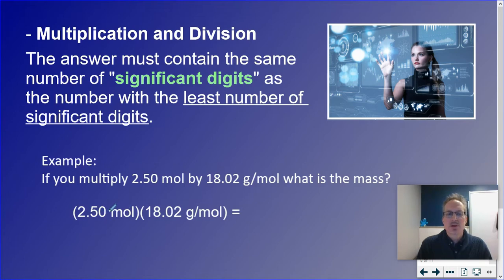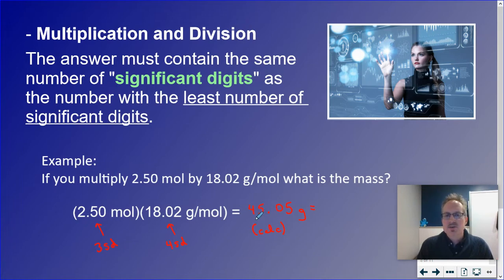We're going to multiply 2.50 by 18.02. The number I get in my calculator when I do that is 45.05, and in this case, it's going to be in grams. This is my calculator value. This time, though, because we're multiplying, we have to look at the number of significant digits. This number has 3 significant digits. This number has 4 significant digits. Therefore, I'm going to put my answer into 3 significant digits, always the least number of sig digs.